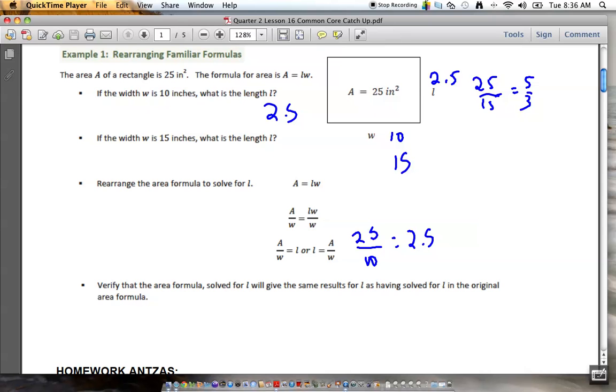So the point being that a formula like this is really 3 formulas in one. It's area is length times width, or I could divide by the width and say the length is the area divided by the width, or I could divide by the length and say the width is the area divided by the length. All three of those are similar ways to look at this formula, okay? All right, verify the area formula, solve for L will give the same result as L. We just did that. We came up with 2.5.